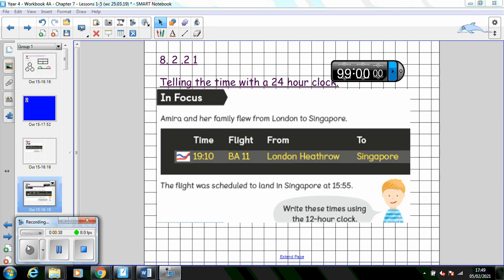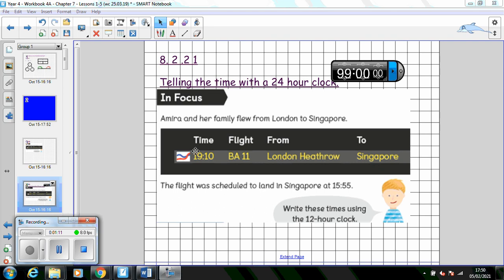Our in focus comes in a couple of parts. It says Amira and her family flew from London to Singapore. That's quite a long distance. The flight was scheduled to land in Singapore at 15:55. And we can see in this picture it says time 19:10. We've got the flight number and it says from London to Heathrow.